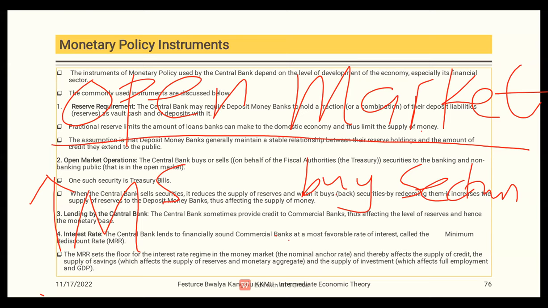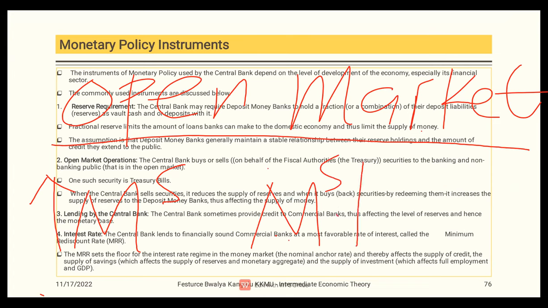Yes. So they buy the treasury bills. I'm sure you know of the treasury bills. When the government wants to increase money, they buy the treasury bills. So let me talk about when the government wants to reduce money, so that you get it well.